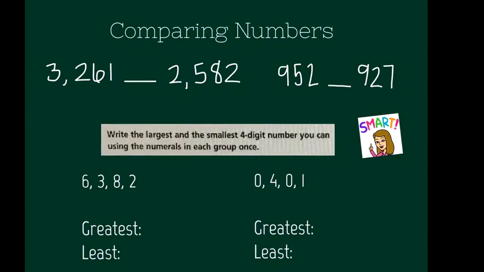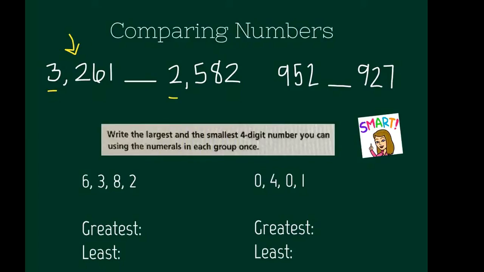We're going to continue comparing numbers on this slide. Now, you'll notice that the numbers are getting larger as you're getting older, so that they're giving you more of a challenge using bigger numbers to compare. The first comparison is 3,261 compared to 2,582. Well, right away in the thousands place, I see that 3 is larger, so there's more thousands, making that the larger number. So I want the crocodile mouth to eat that number.